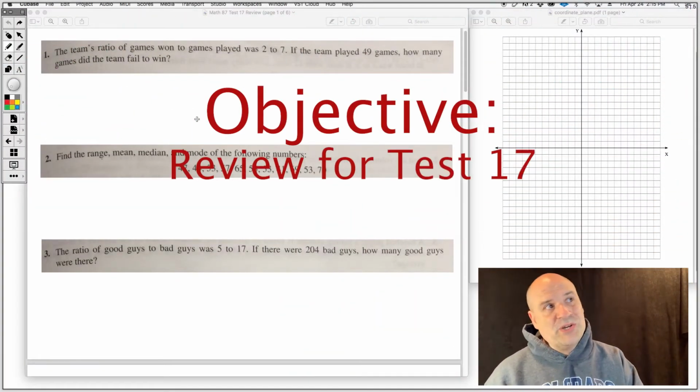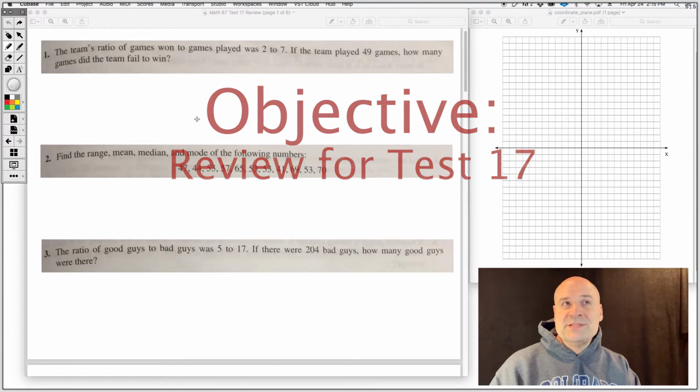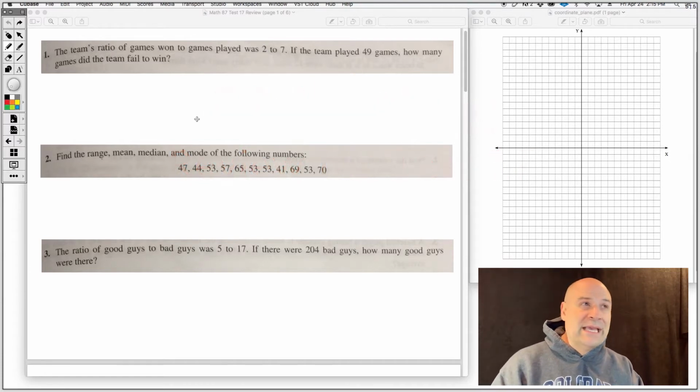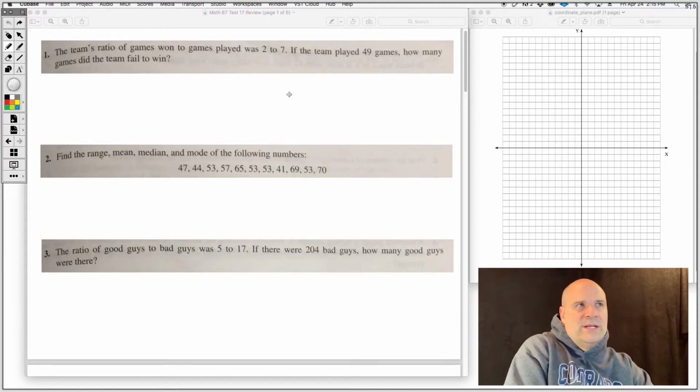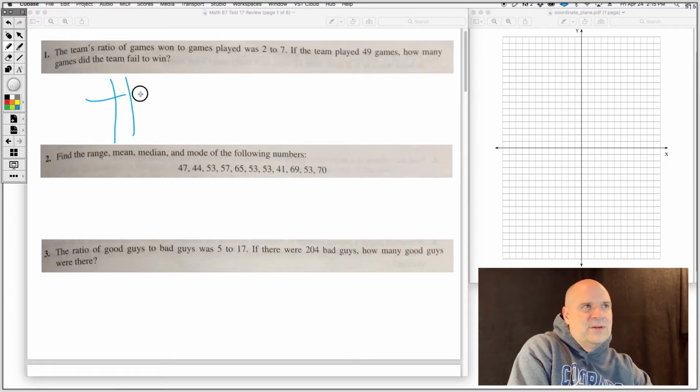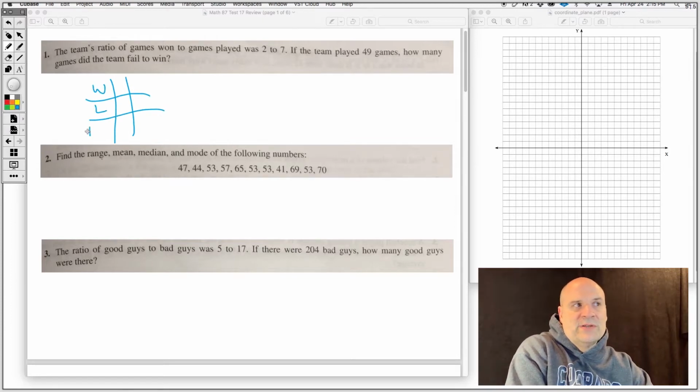The team's ratio of games won to games played was 2-7. If the team played 49 games, how many games did the team fail to win? In other words, how many did they lose? So when you don't know, tic-tac-toe. So here's what we're doing. We've got our wins, and let's say we're gonna have our losses, and then we're gonna have our total. Okay, these are total games played.